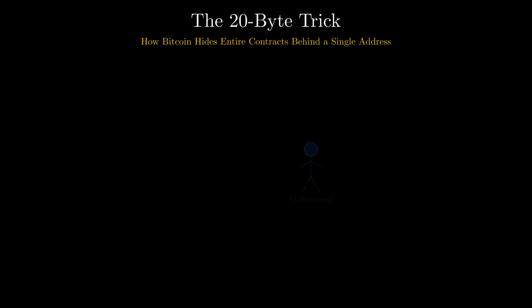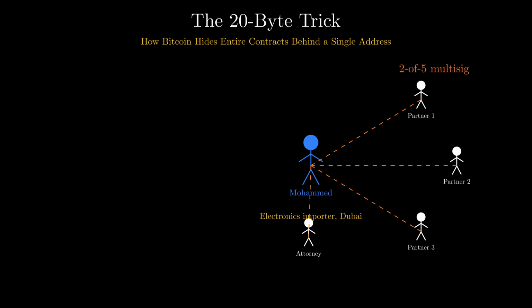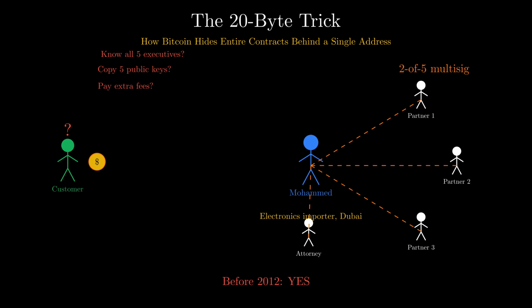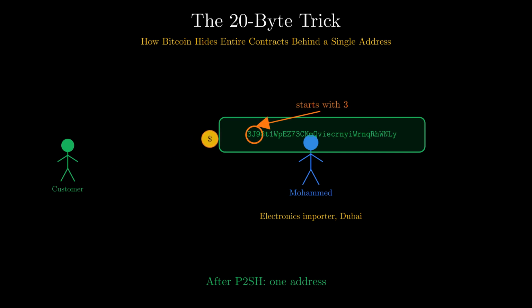Meet Mohammed, an electronics importer in Dubai. His company requires 2 of 5 signatures, himself, 3 partners, or their attorney, to release any customer payment. Every time a customer pays, must they really know all 5 executives, copy down 5 public keys, and pay extra fees? Before 2012, yes. After P2SH, they just paid an address starting with the digit 3.